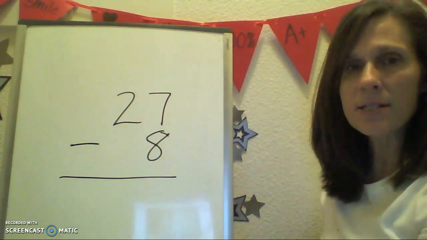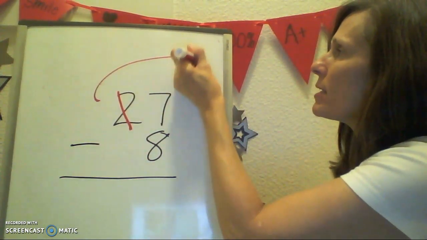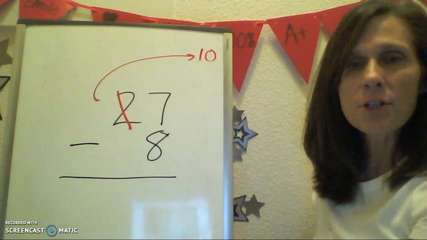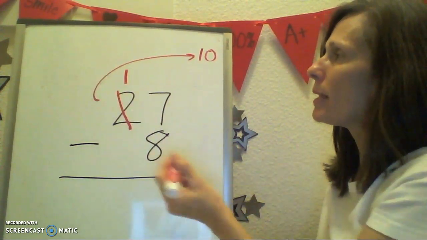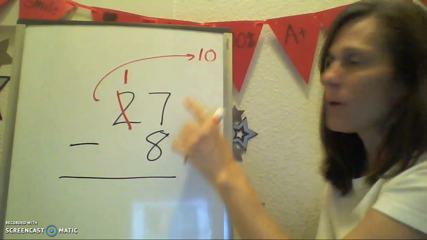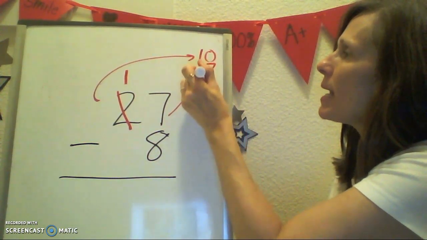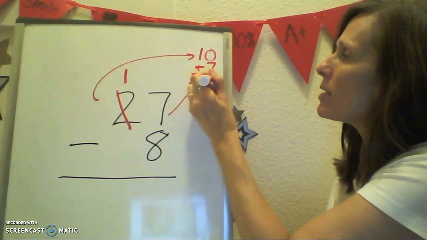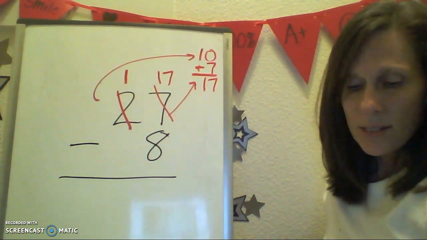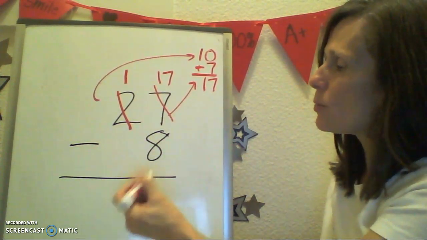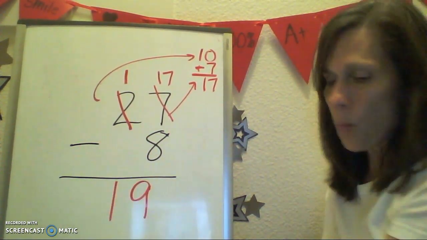So the 7 asks the 2 for a set of 10. The 2 says, here you go, 7, here's your set of 10. Now the 2 is 1 less because it gave up a set of 10, so the 2 becomes a 1. Who asked for the set of 10? Well, the 7 did. So the 7 gets together with the 10, and 10 plus 7 equals 17. So my 7 now becomes a 17. 17 take away 8 equals 9. And 1 take away nothing is just 1.